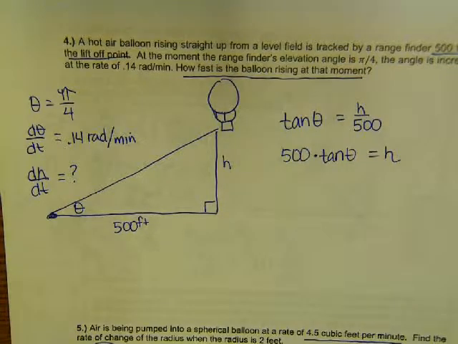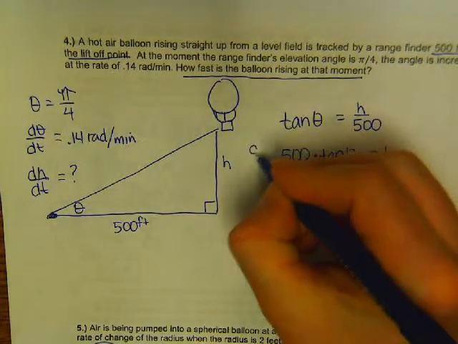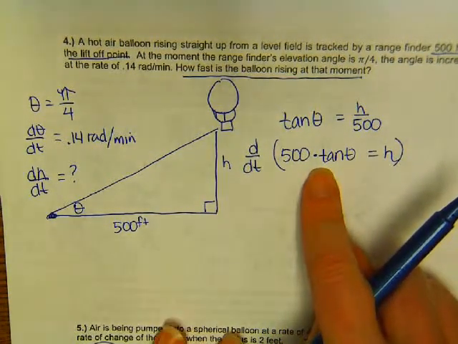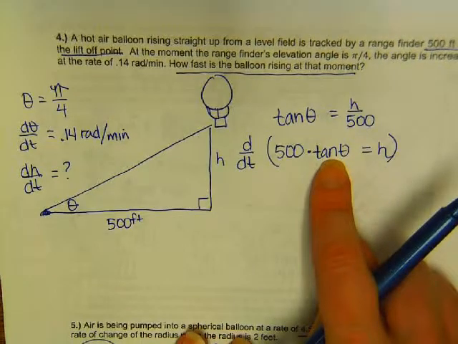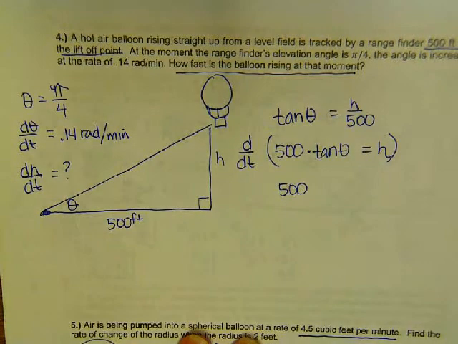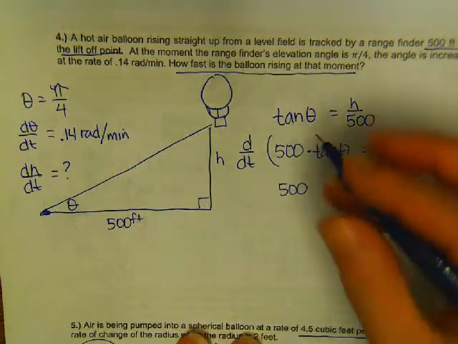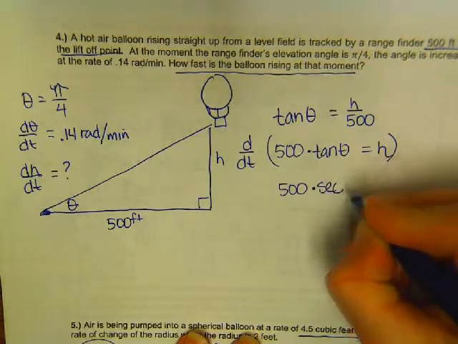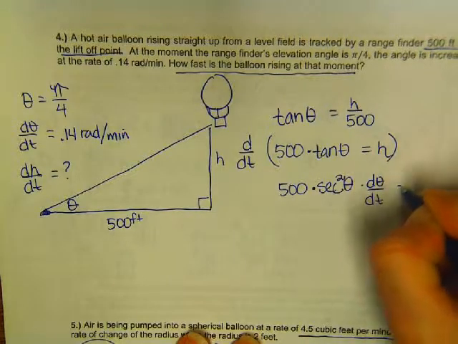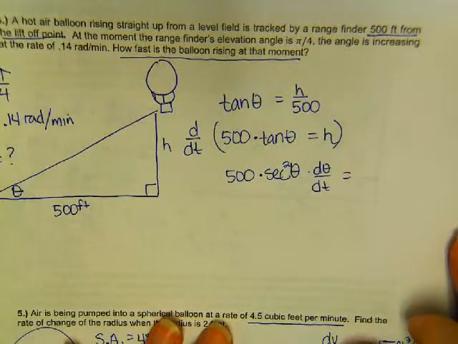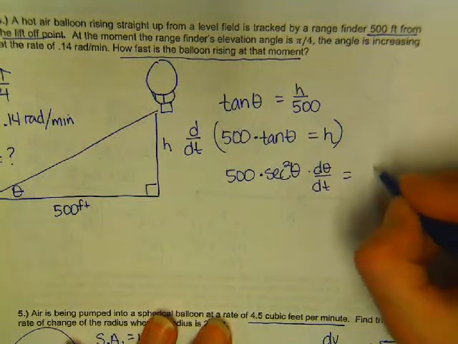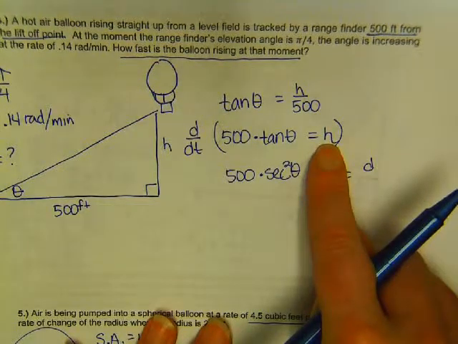Since we're going to have to find d theta/dt, we are now going to have to take the derivative. So I'm going to write d/dt of this whole thing. Remember, 500 is just a constant, so it's going to stay out in front. What's the derivative of the tangent? Secant squared. This is 500 secant squared theta d theta/dt. And what's the derivative of h? 1 dh/dt.